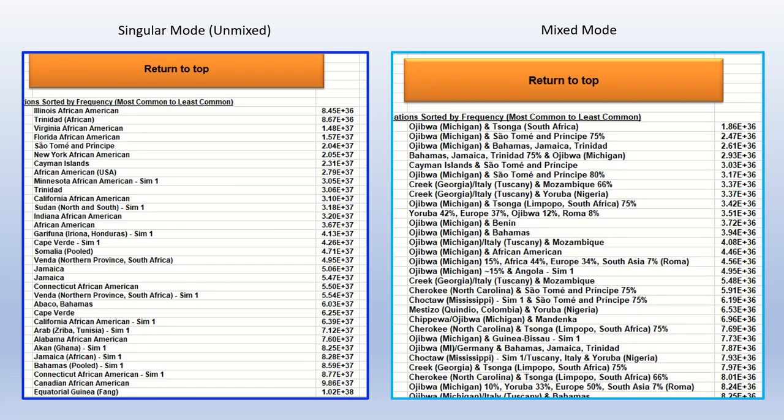Yeah, so with Jessica's data, when we first gave her mixed mode results, you can see the admixture breakdown a little bit better here than you can here.